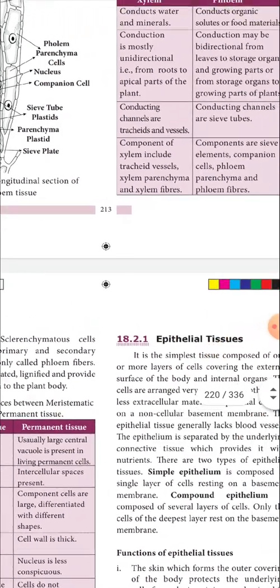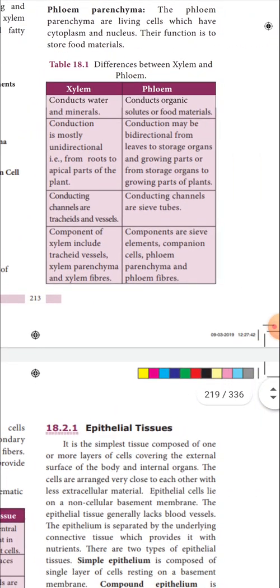That's all. Okay, children, let's see the difference between xylem and phloem. It's a 4-mark question for you. Xylem conducts water and minerals. Phloem conducts organic solutes or food material, that we know very well. Next, xylem conduction is mostly unidirectional, that is from roots to the apical parts of the plant.